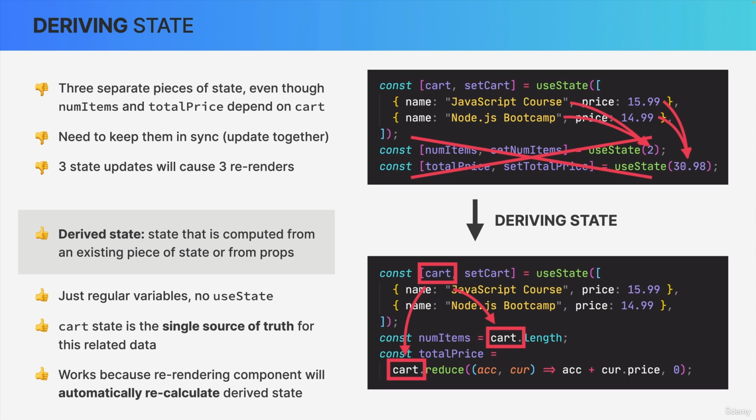Now, of course, most of the time we cannot derive state, but whenever you have a situation like this one, where one state can easily be computed from another, always prefer derived state. So don't create 2 state variables if you actually only need one. That's a very common beginner mistake, but now you will be able to avoid it.